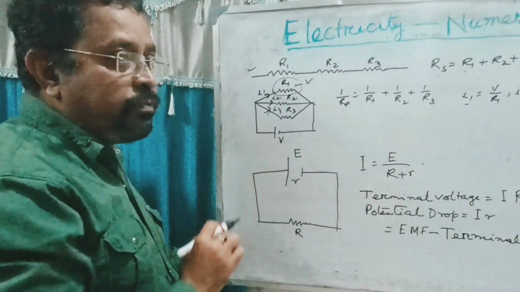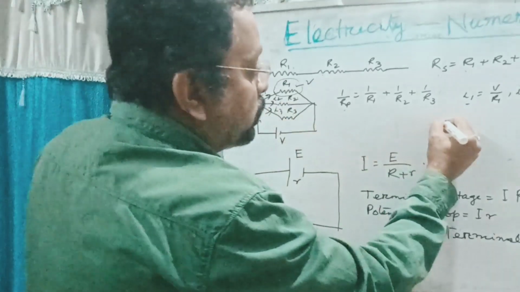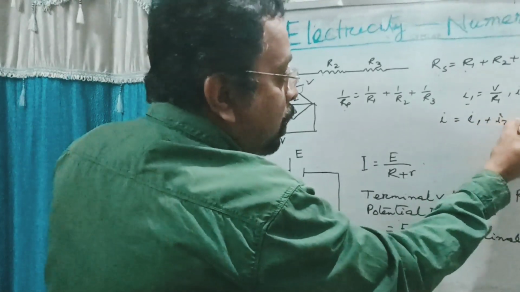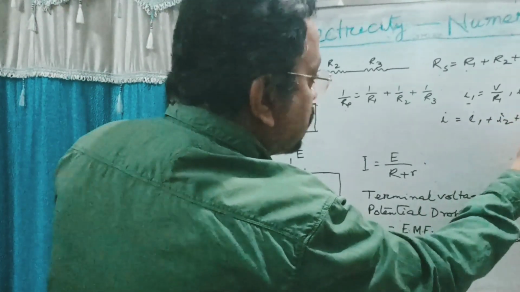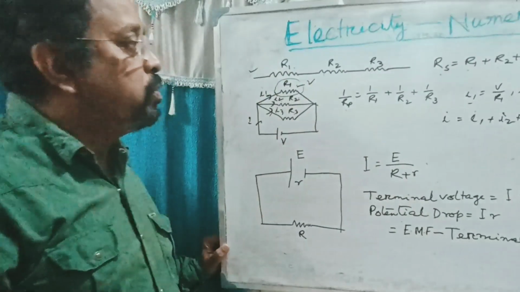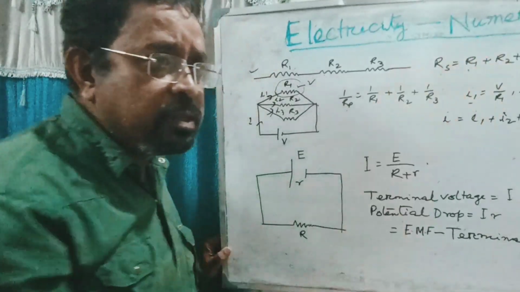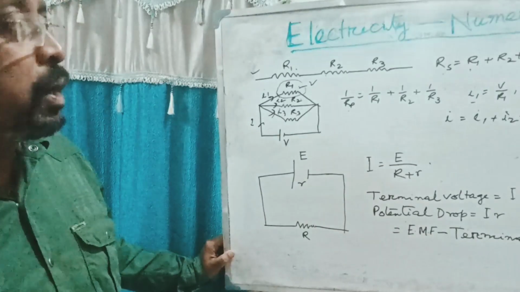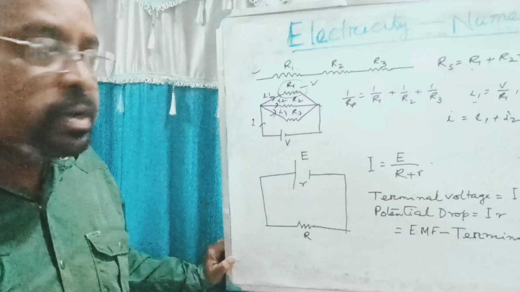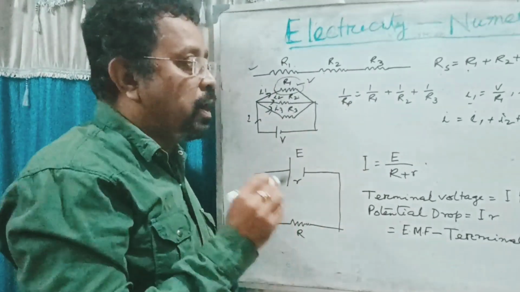So the total current, if I ask you what is the total current through it, this is I, then I will be equal to I1 plus I2 plus I3. Clear? This is in case of the parallel connection. So in case of the series connection, we know that R equivalent is equal to R1 plus R2 plus R3. If it is of n terms, you can write R1 plus R2 plus R3 up to n terms. In case of the parallel connection, 1 by R is equal to 1 by R1 plus 1 by R2 plus 1 by R3.